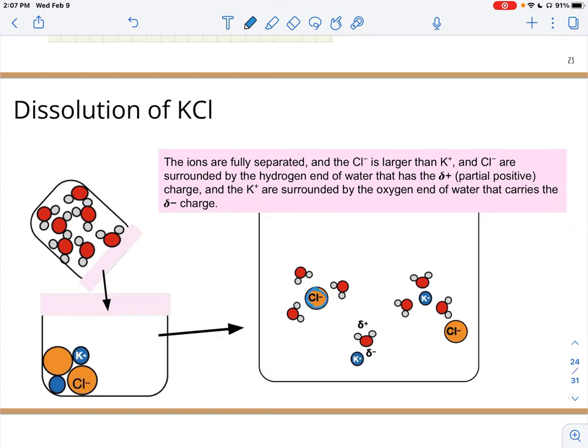So Cl minus is minus. If KCl breaks up, it dissociates. So you want to make sure the H's, which are plus, are going to be facing the Cl minus. And then here, K is plus, so you want to make sure the oxygens, which are minus, are going to be facing the K plus. Down here you can see it's labeled with the partial positive on the hydrogens and partial negative on the oxygens. So just a quick note about dissolution diagrams because we're kind of on that topic right now.